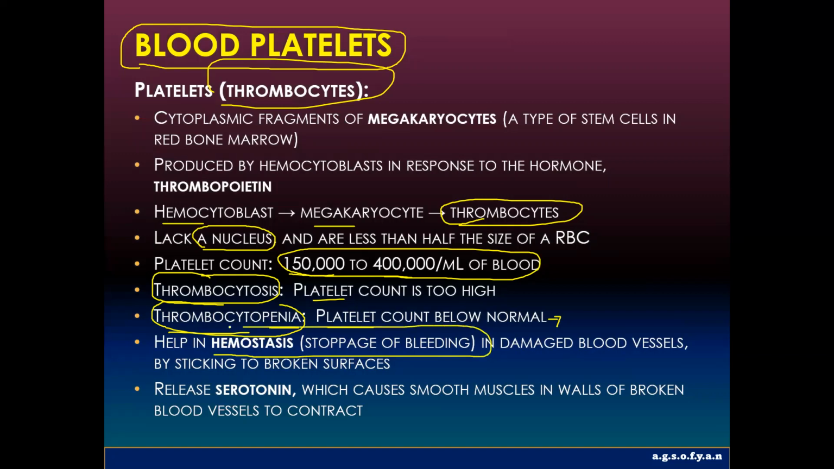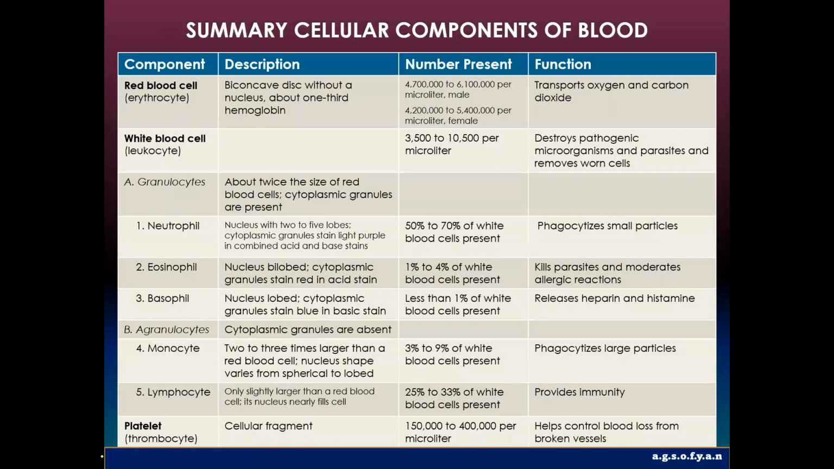It's called hemostasis. They release special proteins or hormones called serotonin, which will cause the muscles in the wall of the broken blood vessel to be contracted. So the serotonin causes the muscle to spasm, to be contracted.